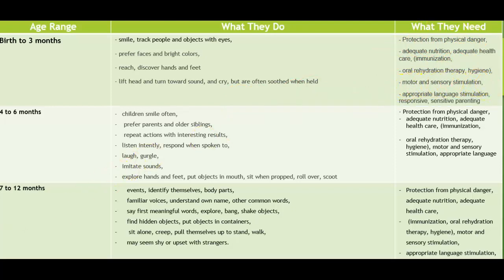Now let's jump down to 7 to 12 months. What are they doing at this time? This is going into the toddler stage. They're familiar with voices. They understand their own name and common words. They sit alone, they creep, they pull themselves up, even begin walking. And what do they need from us? They still need our protection from physical danger. They begin immunization or rehydration, hygiene, motor and sensory stimulation.